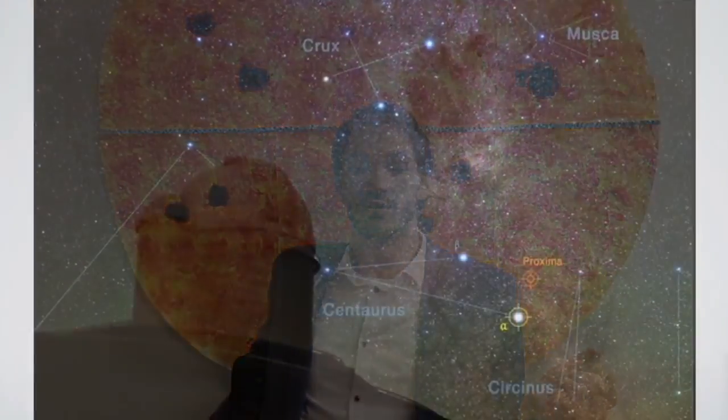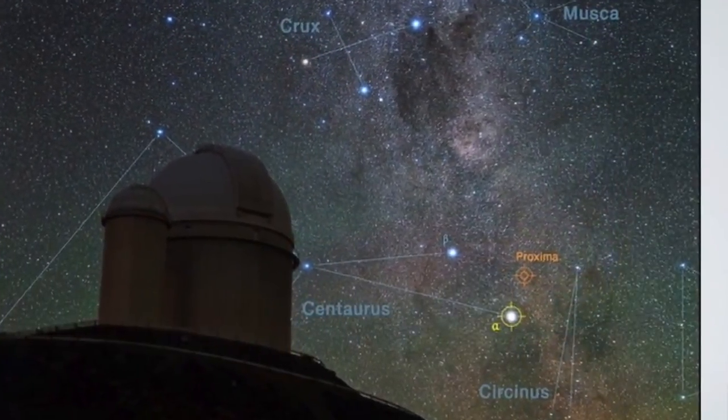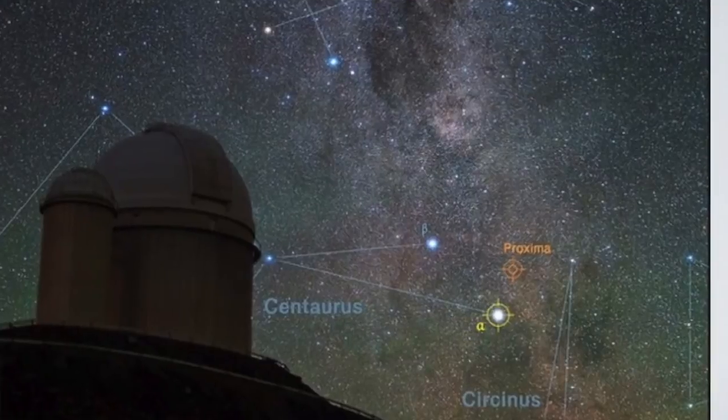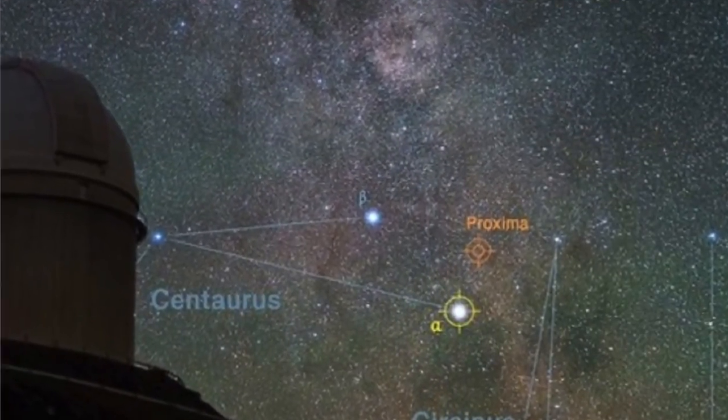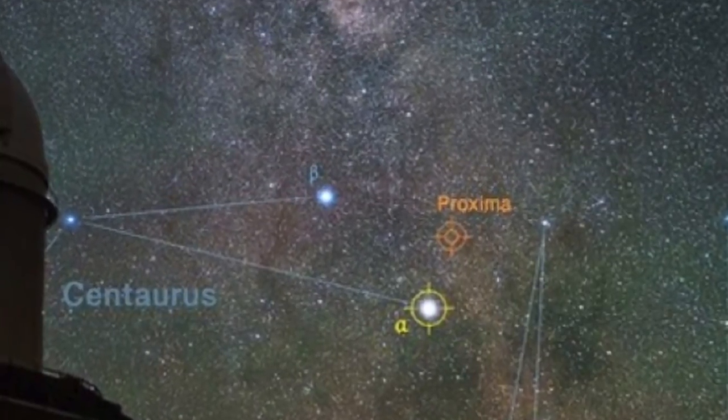Here's an image of the southern sky. Proxima Centauri is in the southern sky, but you can't see it with your bare eyes. It's a small, cool star, and it's much fainter than what you can see, although it's the next closest star to us.